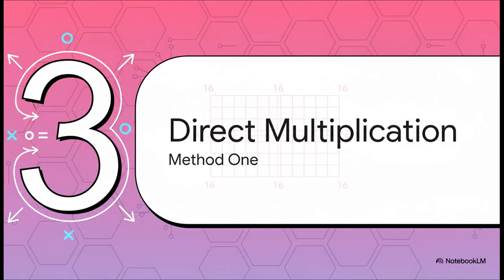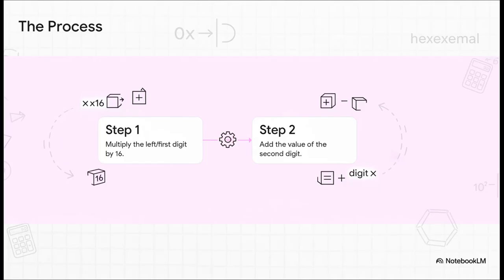So let's look at method 1. This is the fast lane, the direct route. It's just straightforward multiplication. If you're pretty comfortable with your 16 times table, this is probably going to be the quickest and cleanest way to get to the answer. And here's the best part. The mark scheme literally gives you the exact words to use. Don't try to get fancy and rephrase it. Just write: Step 1, multiply the left/first digit by 16. And step 2, add the value of the second digit. It's simple, direct, and it's exactly what they want to see.